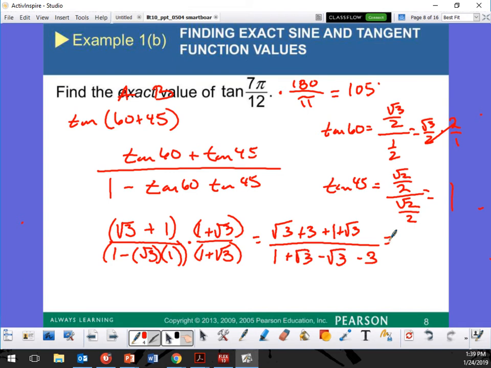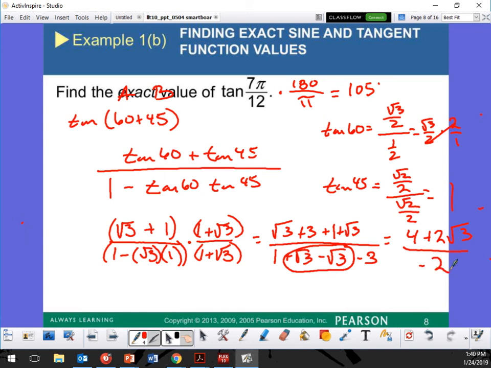No, not yet. Let's start with the whole numbers first. What's my whole number? 3 plus 1 is 4. So I'm going to have 4. Now, rad 3 plus rad 3. 2 rad 3. I have 2 of them, so plus. On the bottom, what's going to happen to my middle terms here? Those cancel, right? So now I'm left with 1 minus 3, which is negative 2, right? Negative 2.